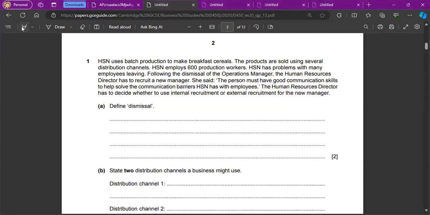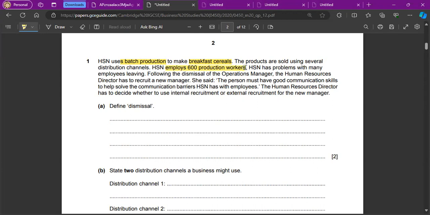So it says HSN uses batch production to make breakfast cereal. So I'm just highlighting any possible application points you can use. So this can be specific to the business, such as what they're producing, what kind of production they use, how many employees they have, etc. The products are sold using several distribution channels, and HSN employs 600 production workers.